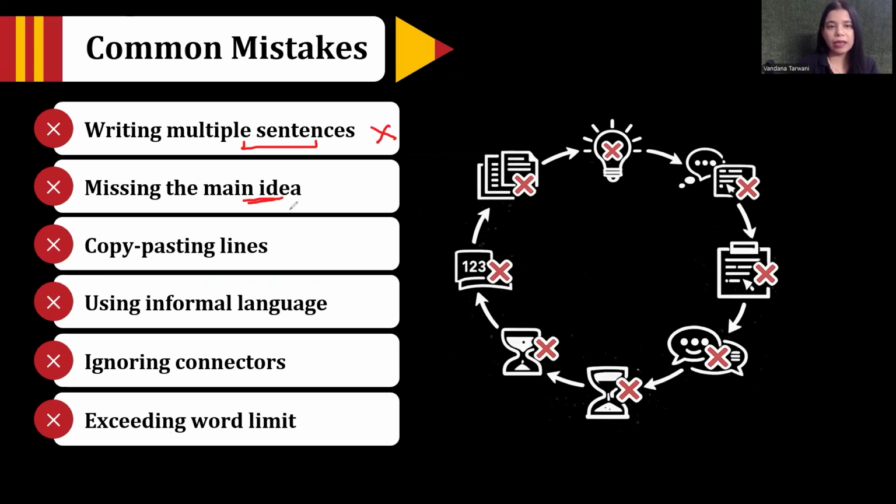Missing the main idea would be heavily penalized. Copying and pasting lines is not recommended. Using informal language should be avoided. Ignoring connectors, well, no, we can't do that. Exceeding the word limit. These are some major blunders that we need to avoid when we are dealing with the summarized written text question type of the PTE exam.